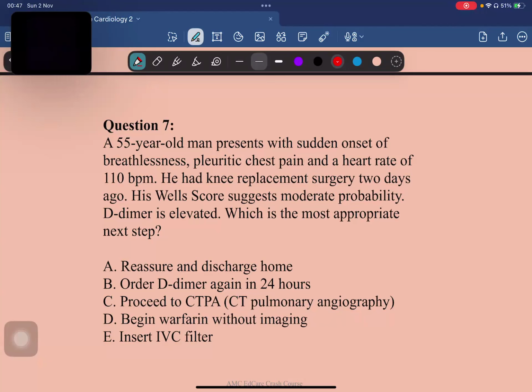Be very mindful when deciding the next step, because some of these tests could be useless given the symptoms. So it's very important to know. If you could just pop up the answer in the chat, it would be great. The options are reassure and discharge home, order D-dimer again in 24 hours, proceed to CTPA, begin warfarin without imaging, and insert IVC filter.